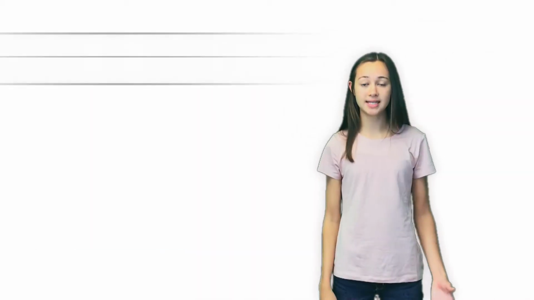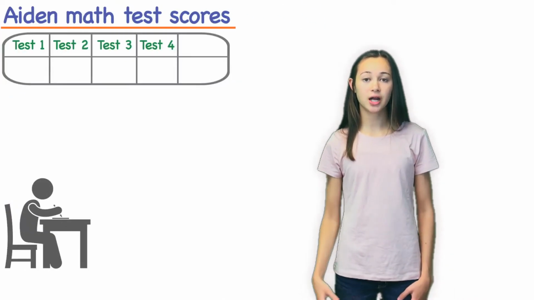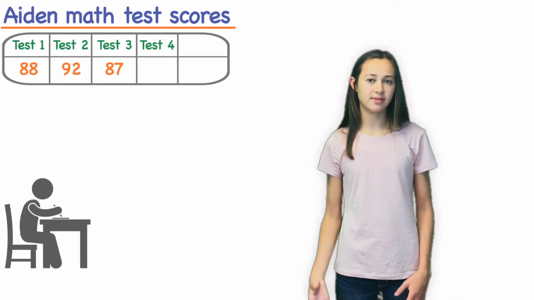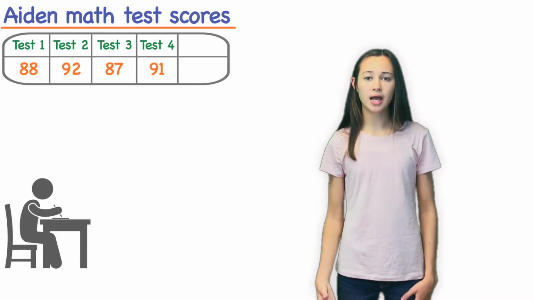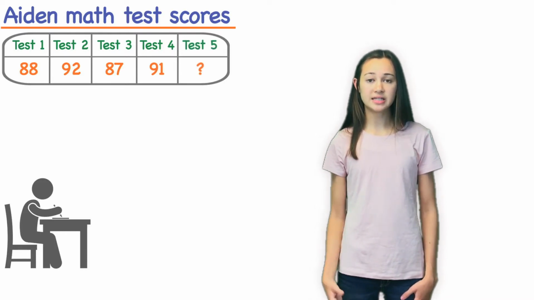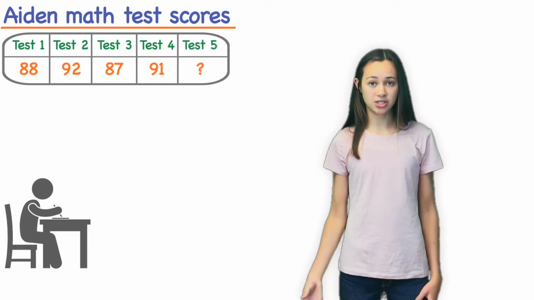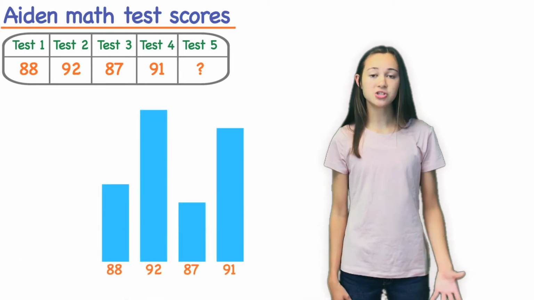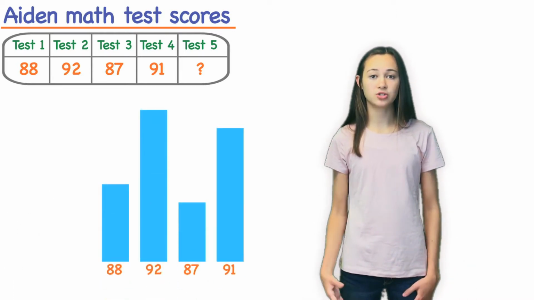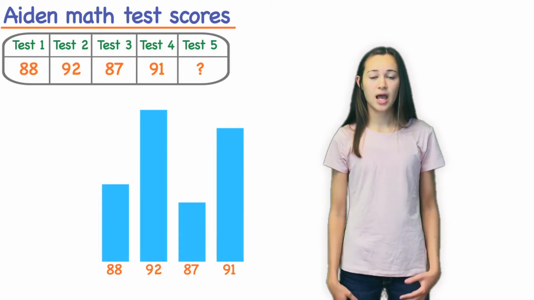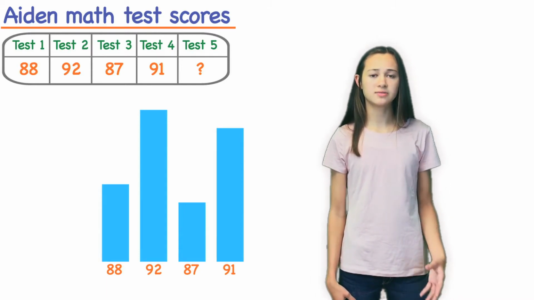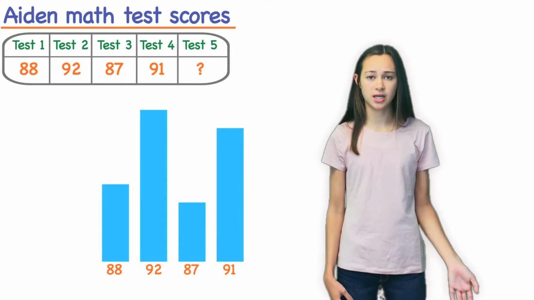Aiden had 4 math tests this semester, and his scores were 88, 92, 87, and 91. How high does Aiden need to score on his 5th test if he wants his average test score to be 90? Let's use 4 blue bars to represent his first 4 math tests. How many points does Aiden need on his 5th test if he wants his average to be 90?